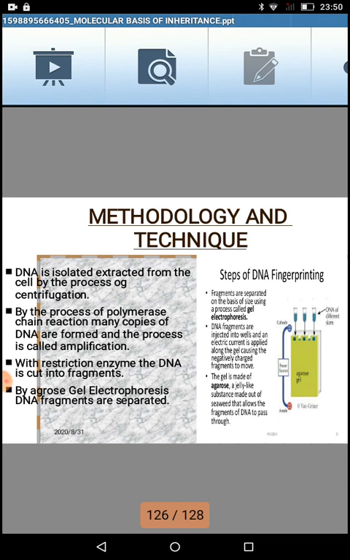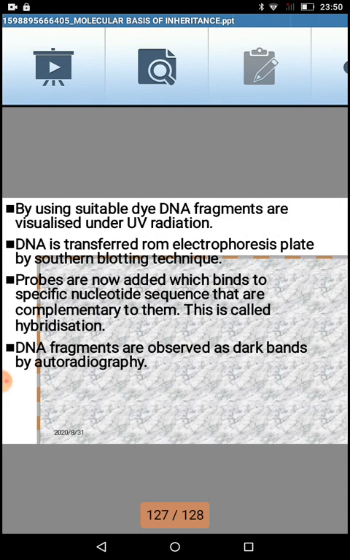By agarose gel electrophoresis, DNA fragments are separated. Here in the diagram, you can see the agarose system, where the wells are present, where the DNA medium is placed. By using a suitable dye, DNA fragments are visualized under UV radiation.